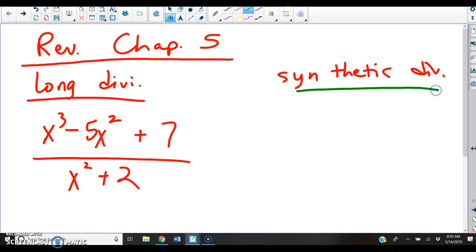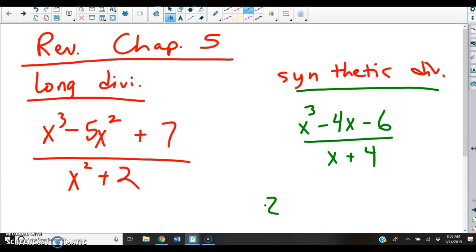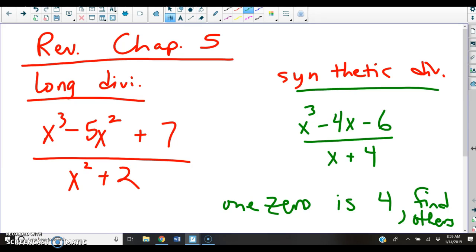Synthetic division, you would use anytime your divisor is linear, okay? Or if they give you a 0 and they say the 0 is 4, find the other zeros. Then you can do synthetic division to get it down to a quadratic, and then you can either factor, which is most of the time, or you can use the quadratic formula.